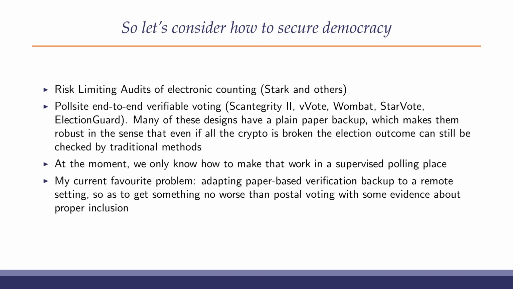But if the crypto isn't broken, you get an extra level of evidence that you can use to check that the processing of the votes was correct, even if you were not standing in the polling place at the time. At the moment, we really only know how to make that work in a supervised polling place. But my favourite current research problem is thinking about whether we could take that kind of attitude to a remote setting and think about it as a way of improving postal voting, right? Could you take a plain paper postal vote record and enhance that with some kind of way of generating evidence that it had been properly received and accurately counted?